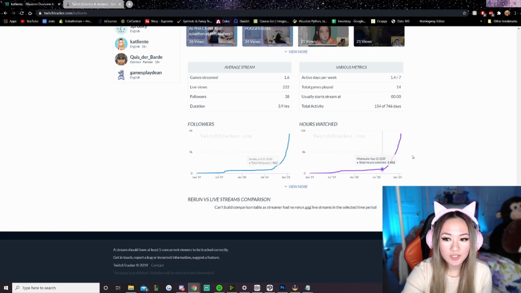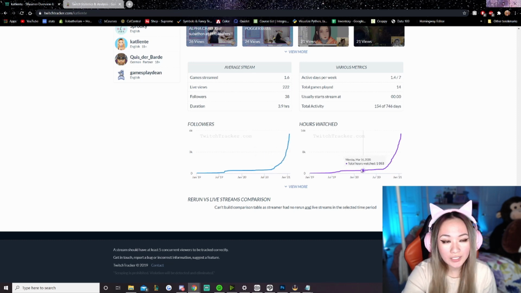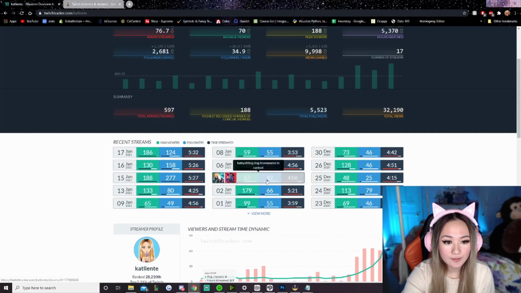Iteration. Now look at the followers and hours watched. Look at that graph, all the way up. I got follow botted right about here. Somebody wanted my Snapchat number and I wouldn't give it to him, so that happened. Anyways, here's my follower curve and the average viewers curve.